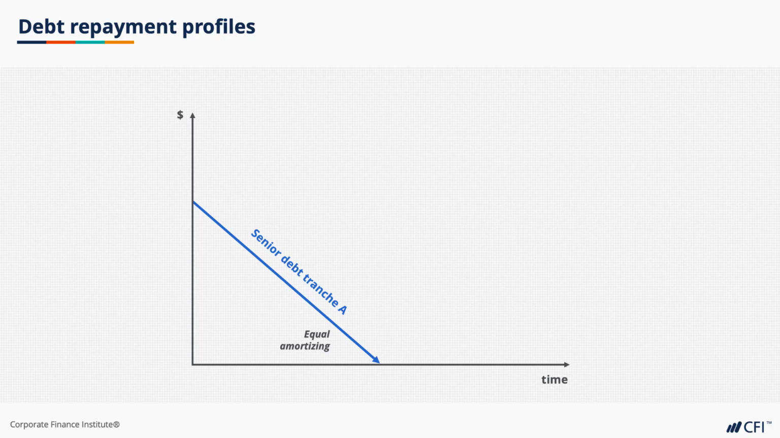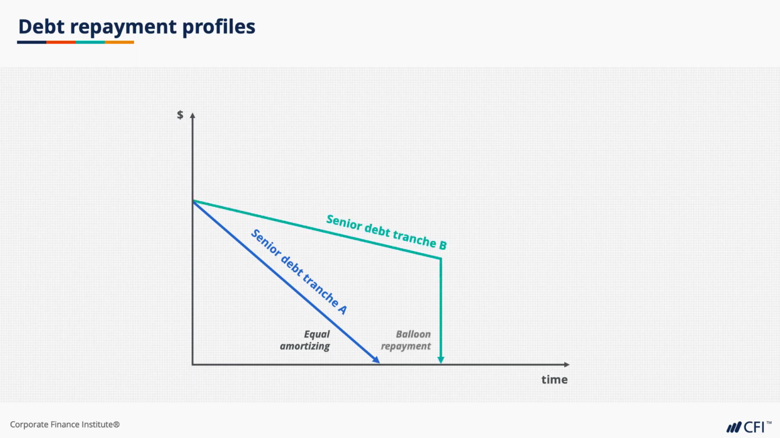Equal amortizing means that principal is repaid in equal amounts all the way until the end of the loan value when there's no principal left to be repaid. Then we have senior debt tranche B, which is an example of a balloon payment. This type of debt has some amortization payments along the way of principal, which is why you can see the turquoise line going down, but then at the end there's a balloon payment that's left to be repaid.